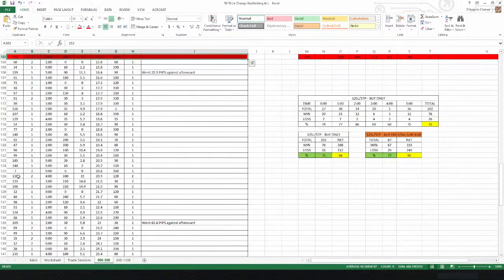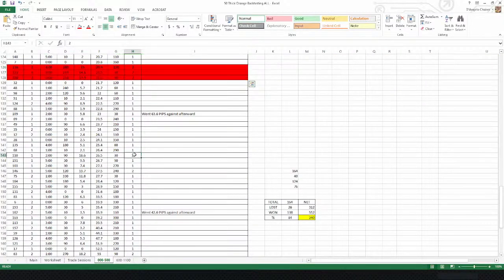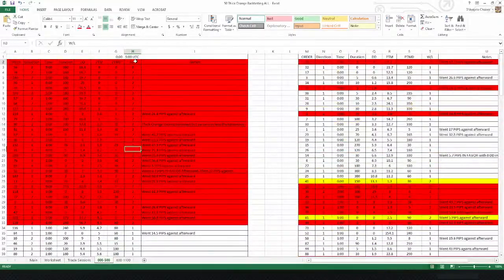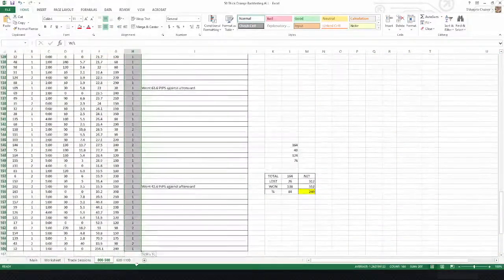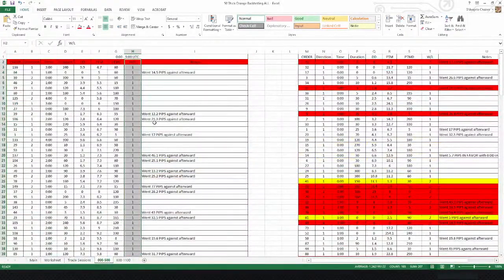Here, I went 15 and then 20. I went 14 and then 21. And then I went 14.9 and then 21. So those are losers. Let's do this. Okay. I don't know why that turned red. That's weird.